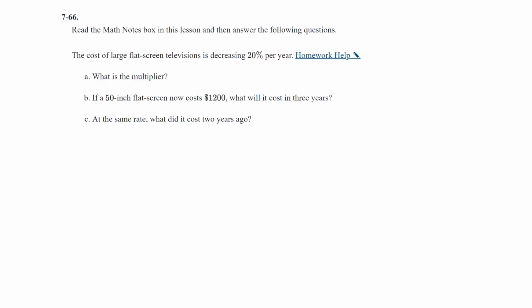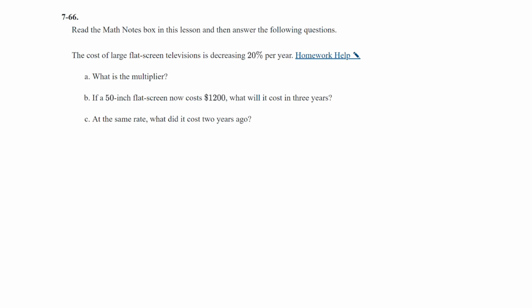Question 66. Read the math notes box in this lesson and then answer the following questions. So if you go to the math notes box, it talks about exponential functions along with what the initial value is and the multiplier. And this does go back to your Algebra 1 course. Part A. What is the multiplier when the cost of a large flat screen TV is decreasing 20% each year?